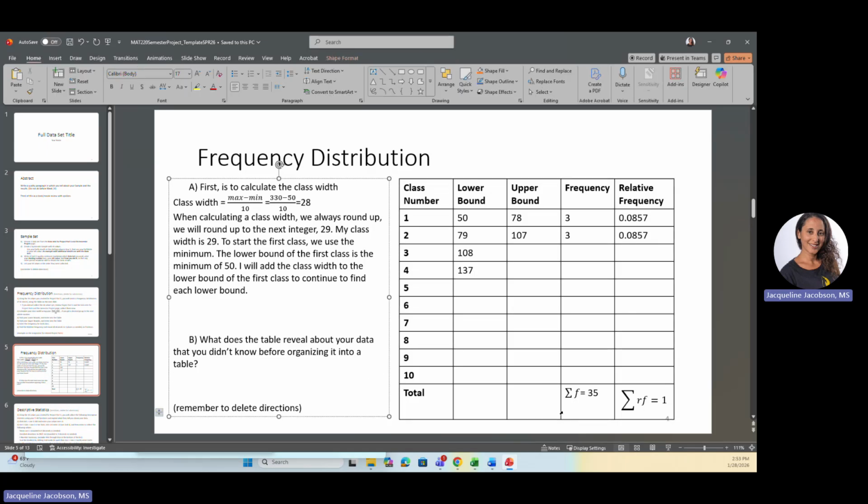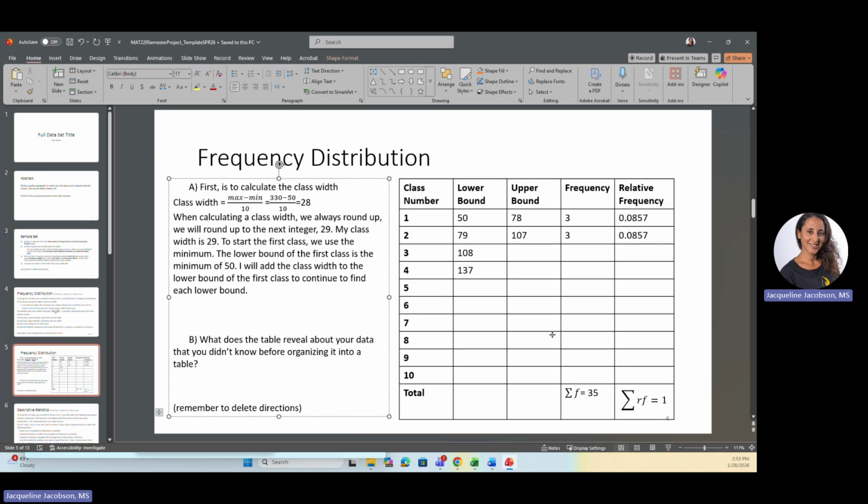So you filled out your table. You created the table, all the lower bounds, all the upper bounds, all the classes. What are the frequencies, relative frequencies? You explain how you did it here. How did you calculate your class width? What is your class width? Don't forget to round up to the next integer. How did you find your frequencies per class? How did you find your relative frequencies per class?